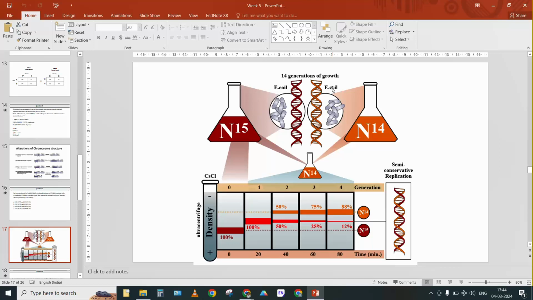Now when the bacterial cell undergoes a second round of DNA replication in the 15N containing medium, the following scenarios can occur: conservative replication and semi-conservative replication.